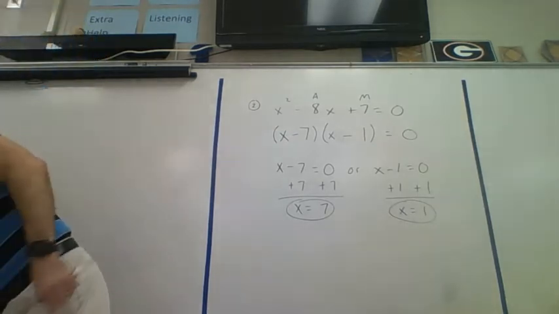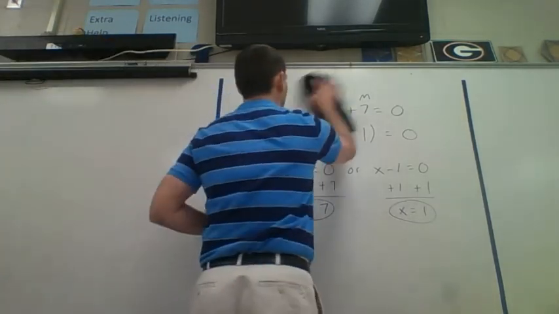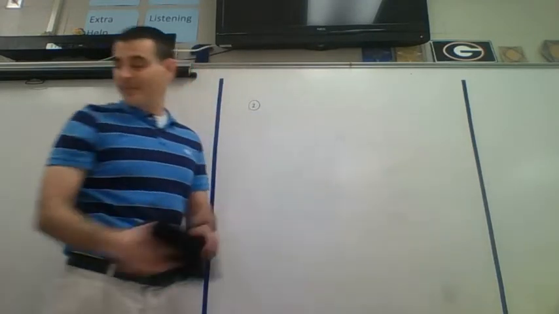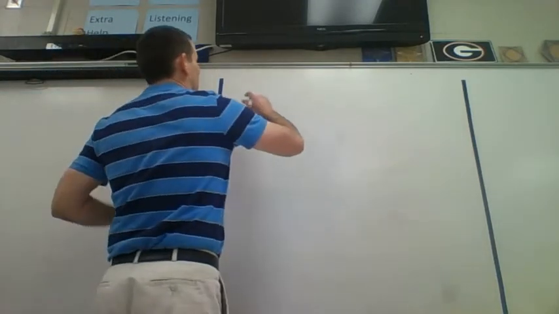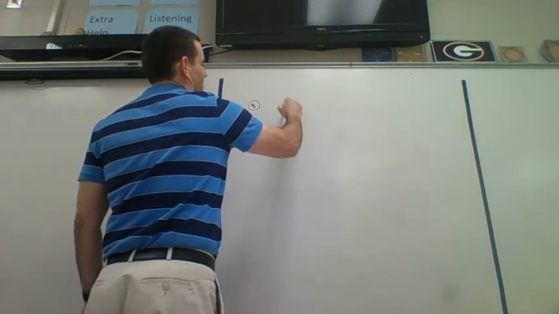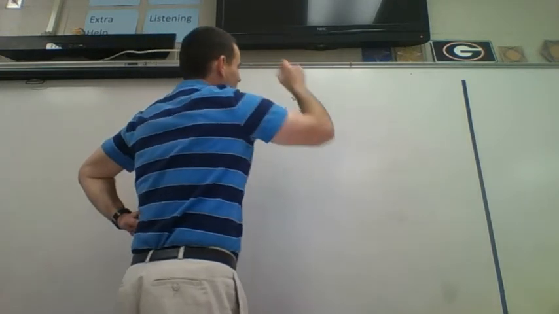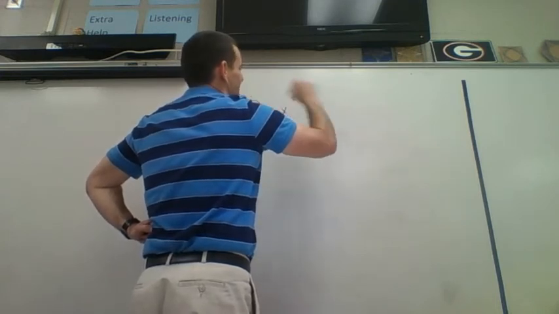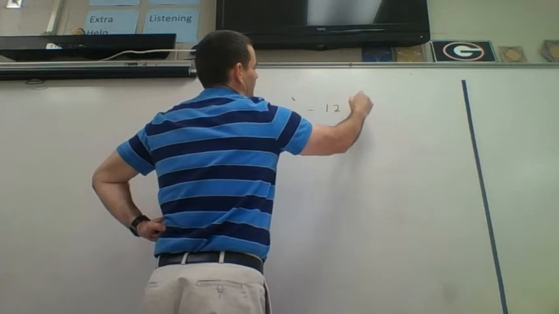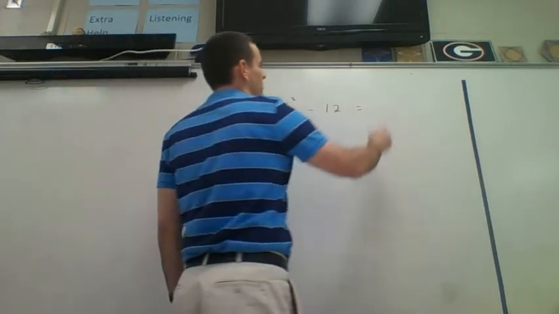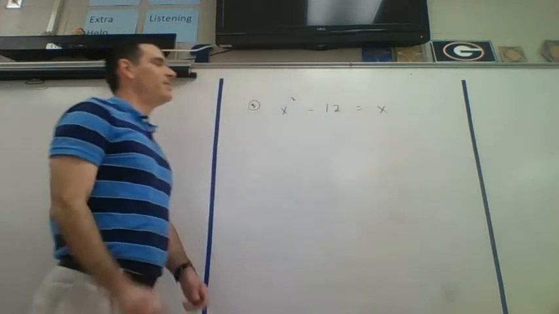Let's look at a third and final example. Of course, you can pause if you need to take a closer look. So number 3. So we have something like x squared, this time I'm going to say minus, we'll say 12 is equal to x. Okay.